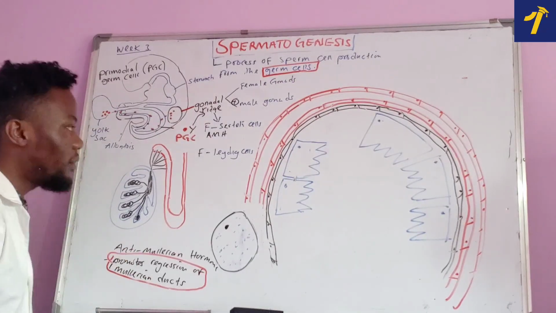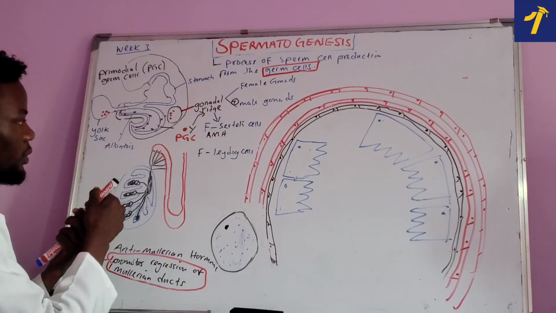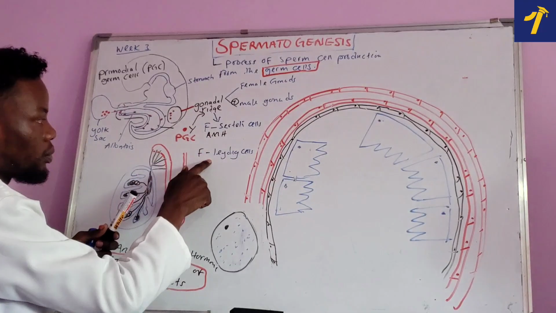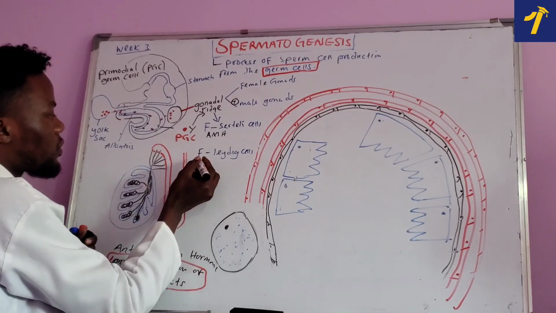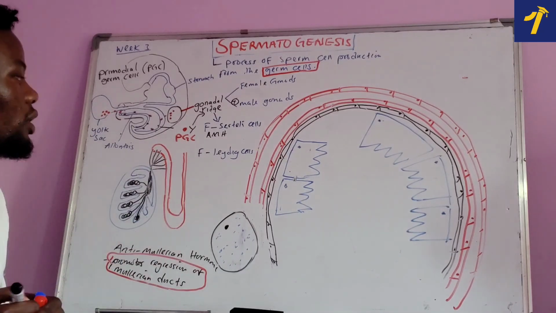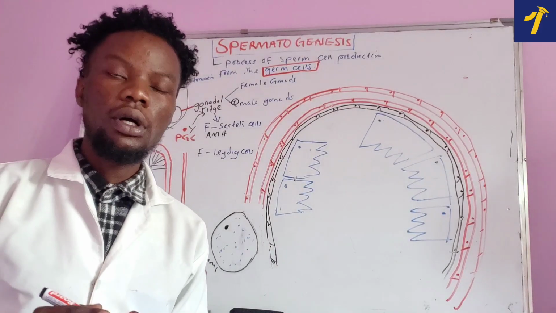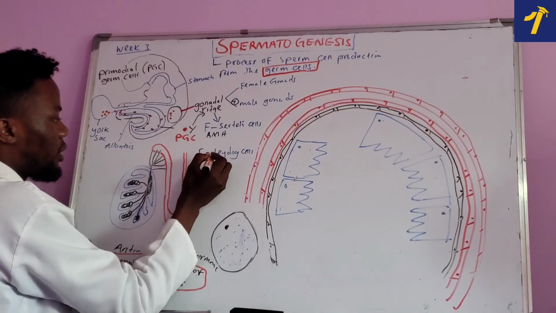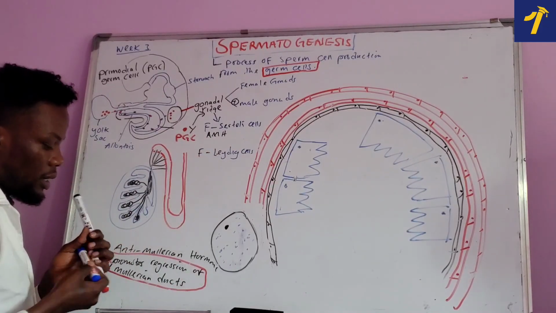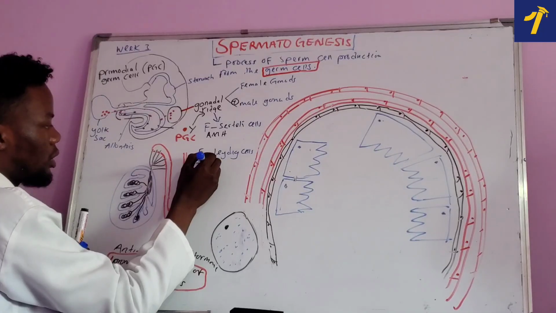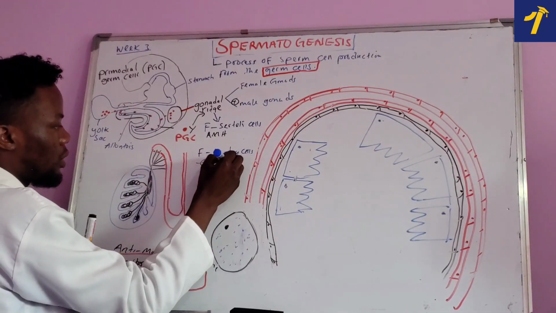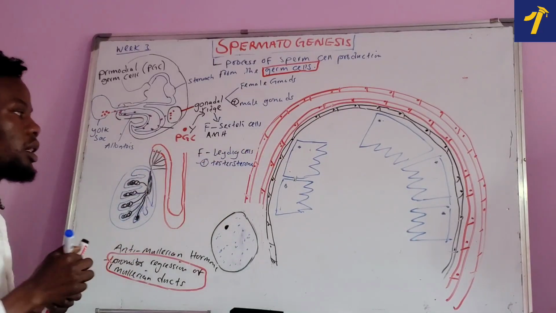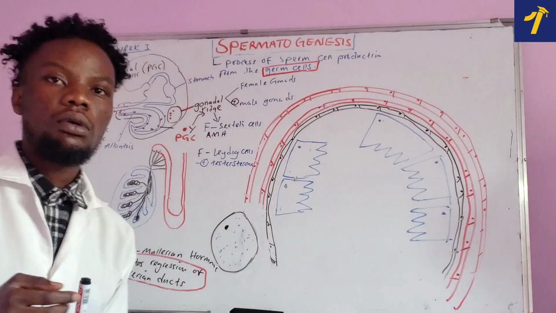All right, now let us go to another one. So apart from this, we said these PGCs also promote the development of what? Fetal Leydig cells. So these fetal Leydig cells now, they promote what? This one is very simple. They promote the production of what? Testosterone. Okay, they promote just the production of testosterone.